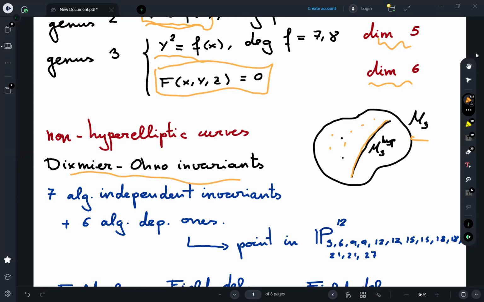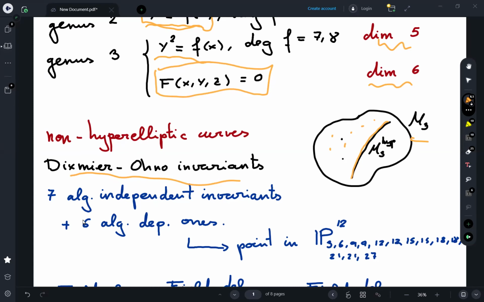So basically they describe the isomorphism class of the curve. And this is why they parameterize the moduli space, the points on the moduli space. And as I said, there are 7 algebraically independent invariants, and then there are 6 algebraically dependent ones. So these extra 6, once you fix the first 7, you only have a finite number of options for all of them.